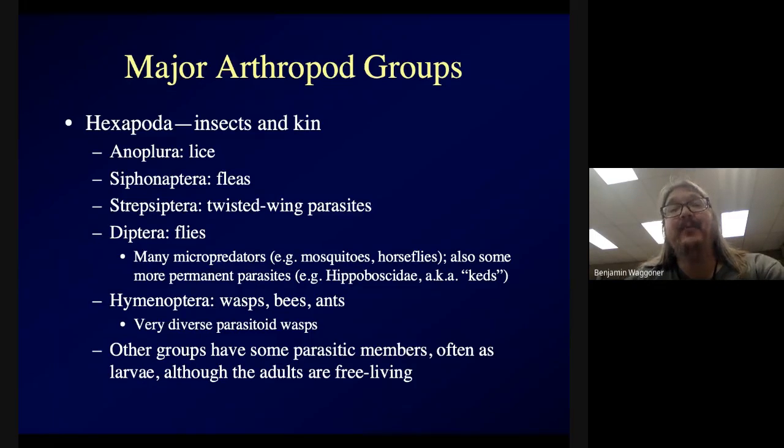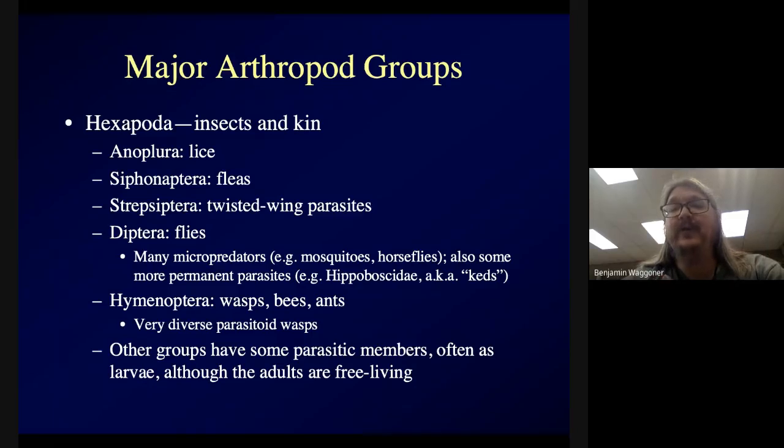And then Hymenoptera is your wasps, bees, and ants. And one of the most diverse groups of all insects is the parasitoid wasps, which we will talk about in some detail, noteworthy for having been the inspiration for the Alien series of movies. There are a few other groups that may have parasitic larvae, but the adults may be free-living.